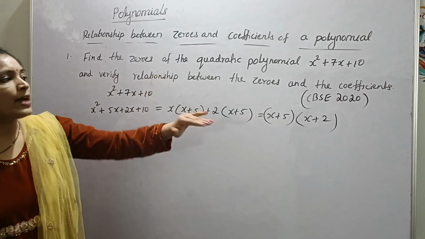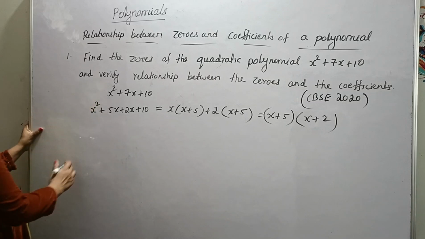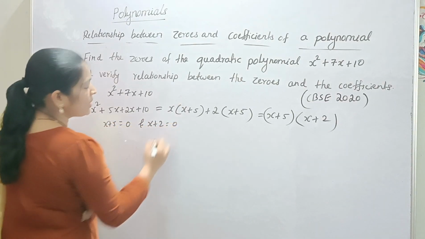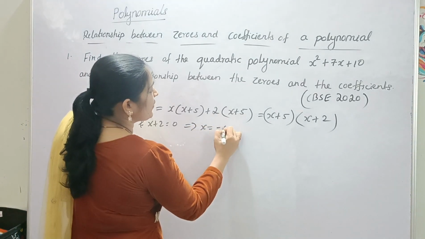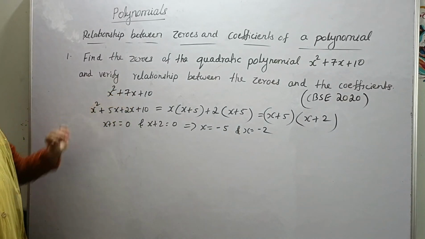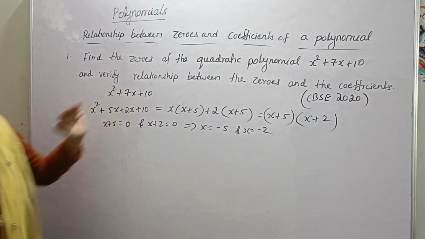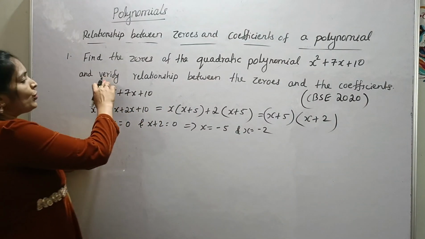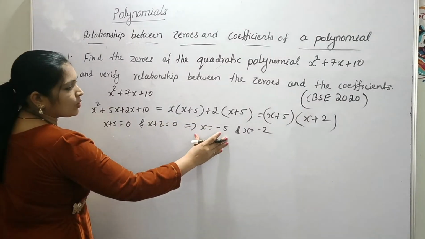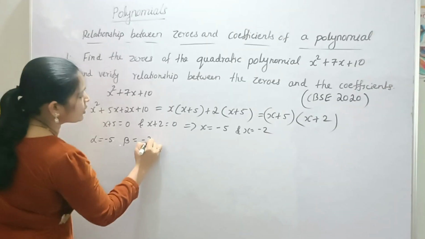That means minus 5 and minus 2 are the zeros of this polynomial. That is, x plus 5 is equal to 0 and x plus 2 is equal to 0. That implies x is equal to minus 5 and x is equal to minus 2 are the zeros of this quadratic polynomial. We have found the zeros of the given polynomial. Now we have to verify the relationship between the zeros and the coefficients. Let's take alpha is equal to minus 5 and beta is equal to minus 2.